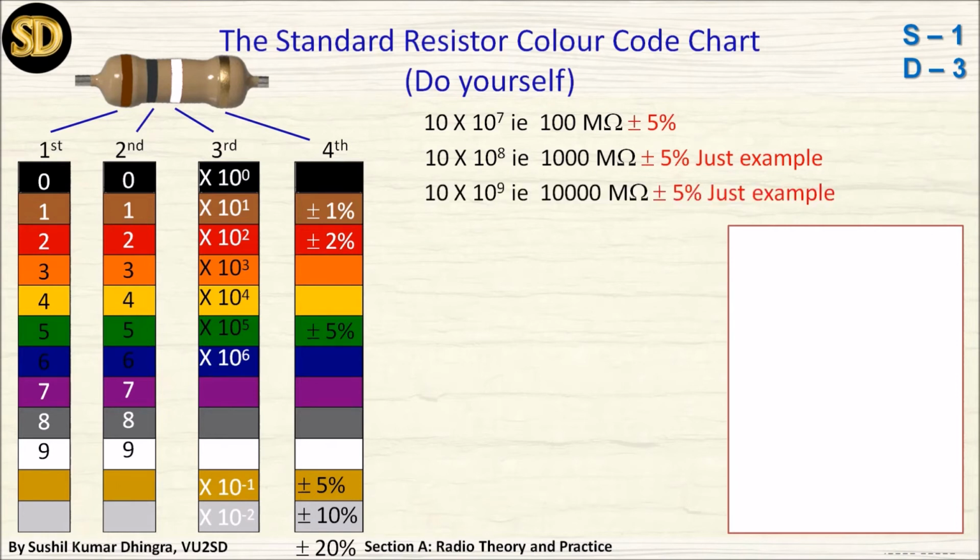Now next. Now watch carefully. All three colors are on the left side, and mostly I am giving you only gold as the fourth ring. So what is the value of this one?